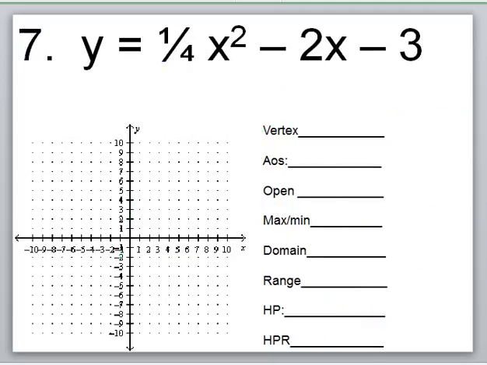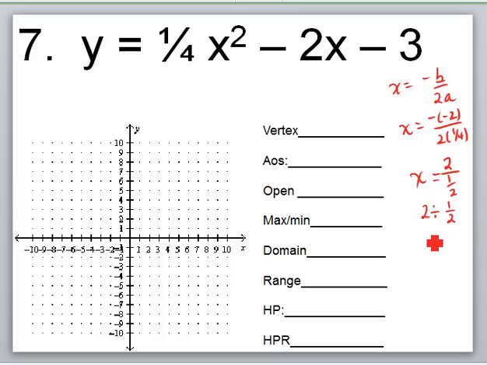Last problem. I have my axis of symmetry is negative b all over 2a. So I get negative negative 2 all over 2 times 1/4. So I get 2 over 2 times 1/4 would be 1/2. 2 divided by 1/2 is the same thing as saying 2 times 2 over 1. So x equals 4. So my axis of symmetry is x equals 4, which means my vertex is 4 comma something.